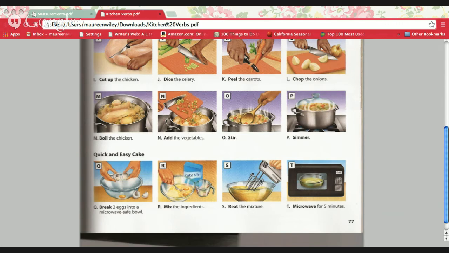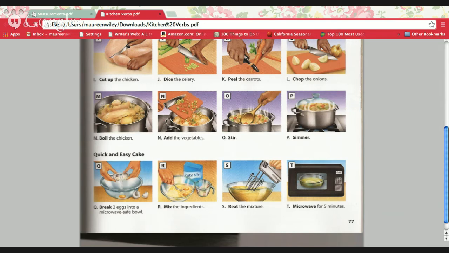And our last one, I'll read that one. Letter T is microwave for 5 minutes. So can I get someone to use an example of microwave as a verb? Yes, I can try. I have to microwave my meal because it's very cold. Very good. I have to microwave my meal because it's very cold.